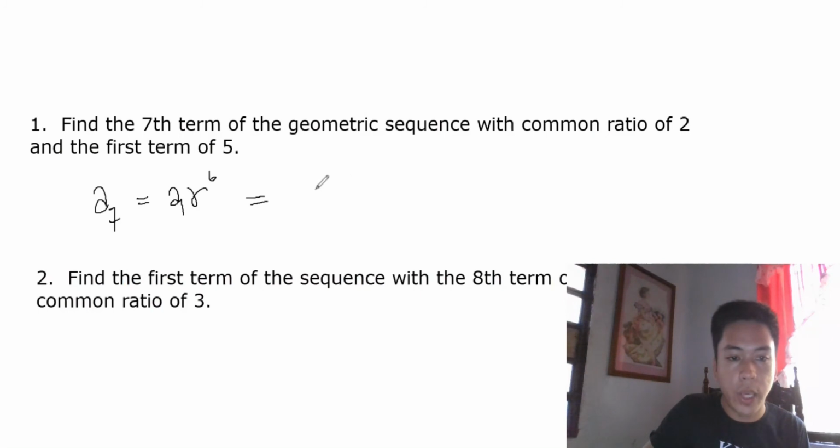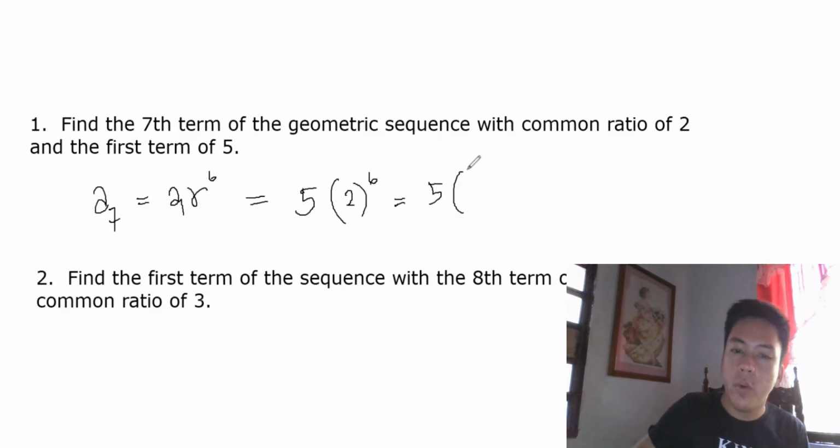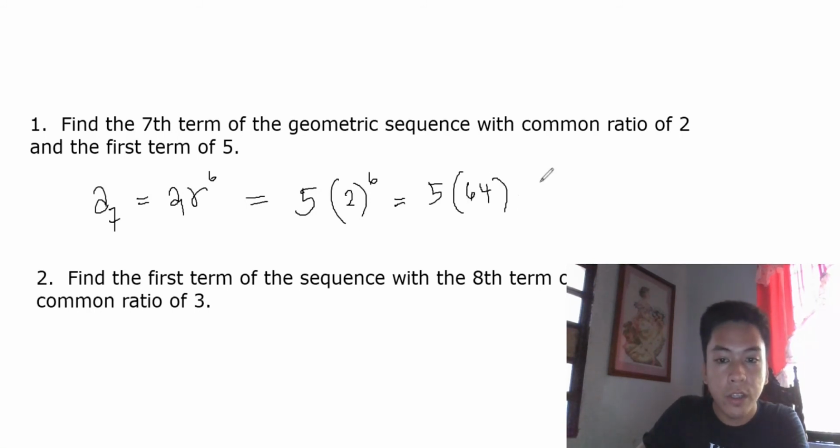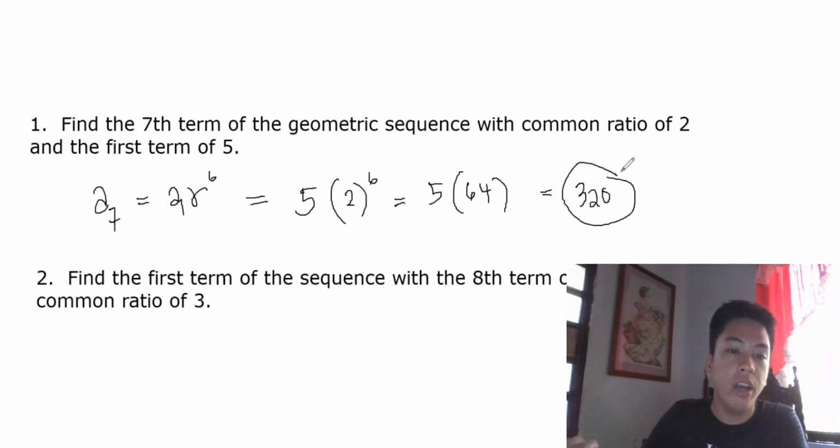So that's equal to a1, which is 5, times 2 to the 6. So 5 times, what is 2 to the 6? 2 to the 6 is 64. So 5 times 64, that's gonna be 320. So therefore, the a sub 7, the seventh term of the geometric sequence, is 320.